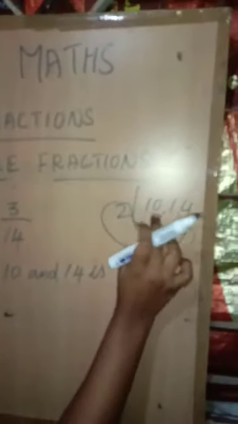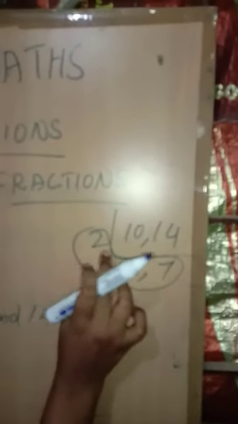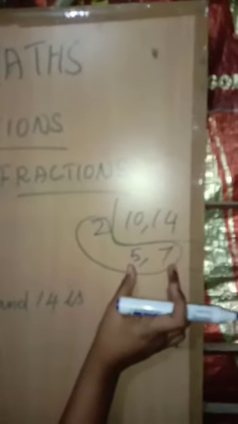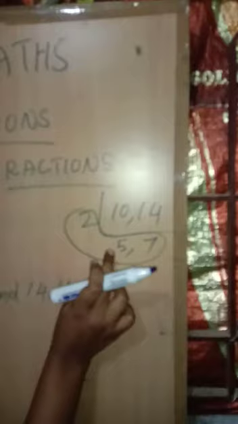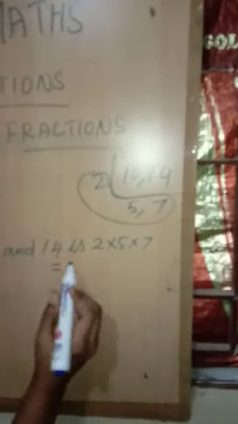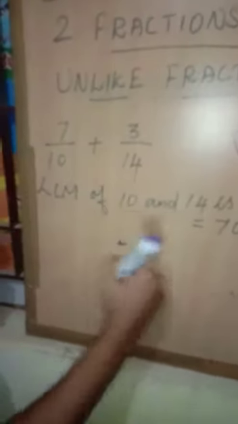Just check whether the numbers are divisible by the same number or not. Here both the numbers are divisible by the same number 2. So I have divided. After dividing I got 5, 7. Hereafter we can't simplify. So just multiply this 2 with 5, then multiply with 7. That is the LCM for 10 and 14. So 2 into 5 into 7. What is the answer? 2 5s are 10. 10 7s are 70. Now I have found the LCM value.